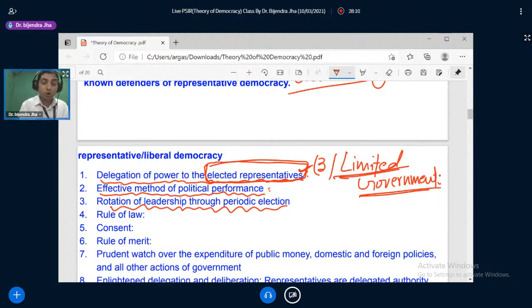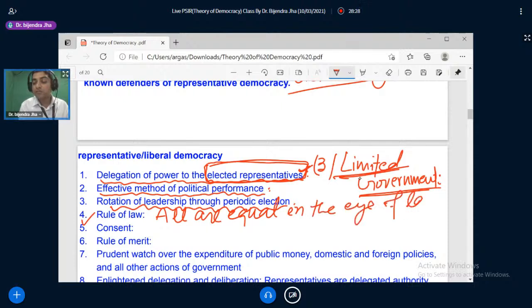Liberal democracy is also based on the rule of law, right? Rule of law means all are equal in front of law, equal in the eye of law, right? So there is no discrimination based on race, caste, sex, gender, etc., right? And one person has one vote and one vote has one value in liberal democracy, right?